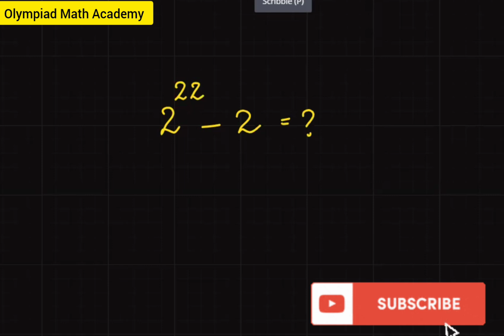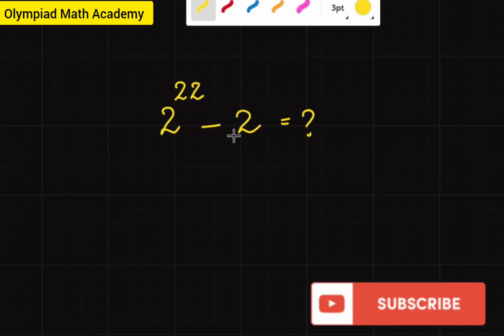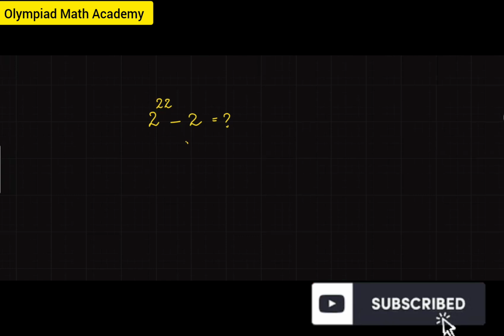Today I'm here with a new question, and the question is 2 power 22 minus 2. The answer is unknown to us. If you have such a question with a very big power, you have to attempt it carefully. So in the first step, I would like to convert the power into smaller numbers.